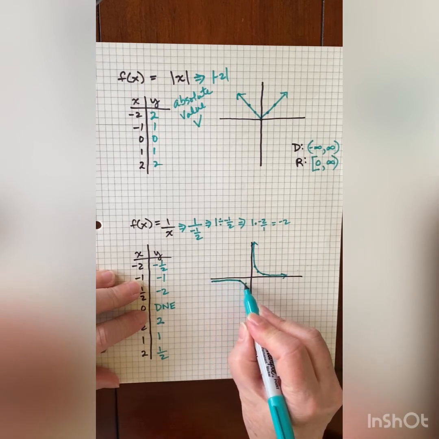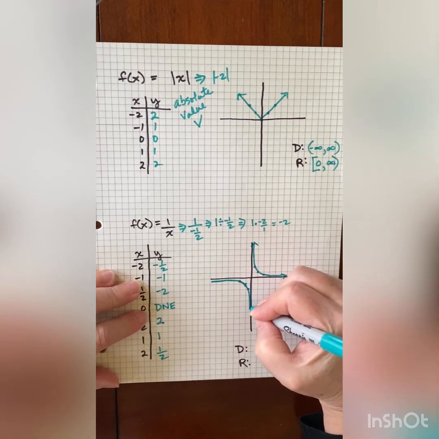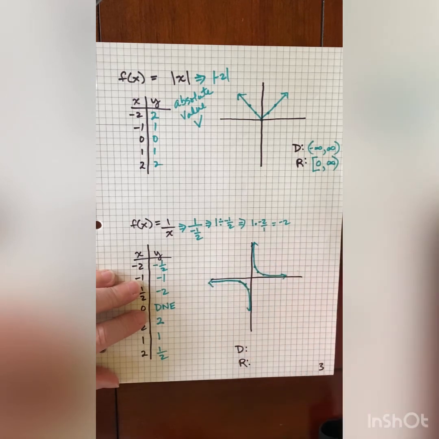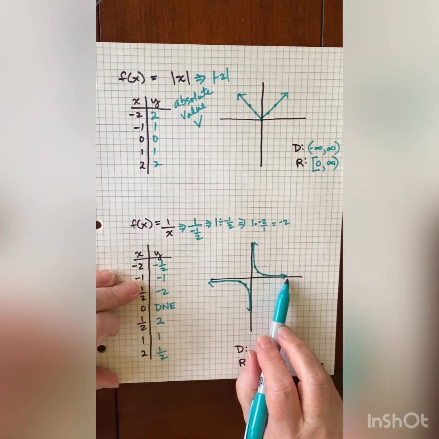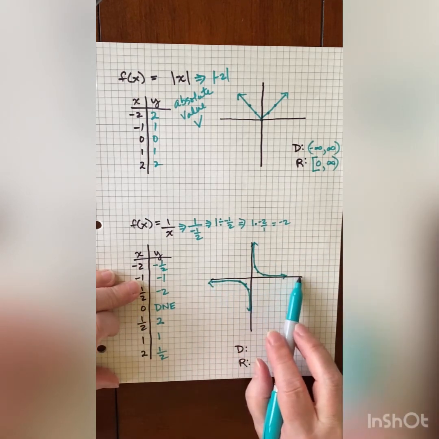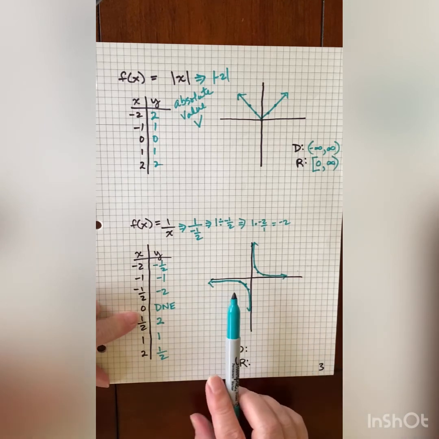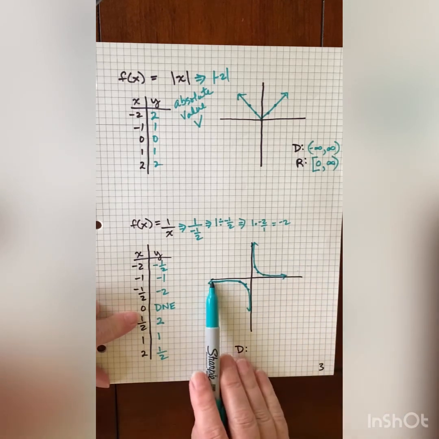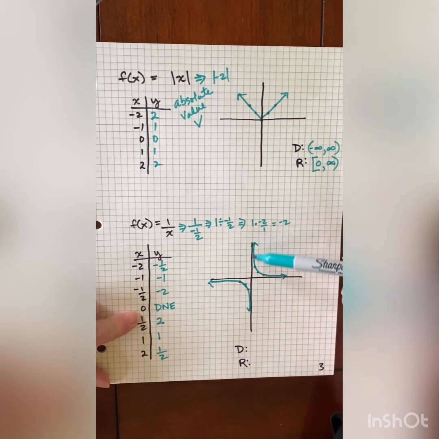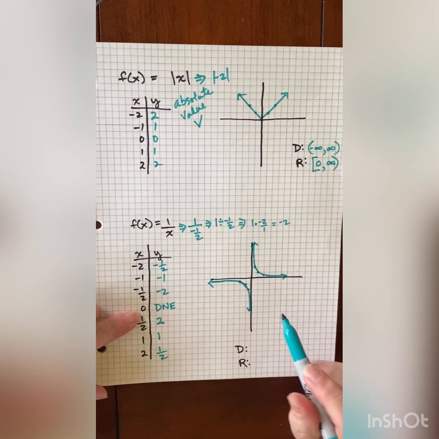And it looks like this. Notice it gets super, super close to the x-axis and the y-axis right there, but doesn't actually cross it. What we have going on here are some asymptotes. This is a horizontal asymptote, and this is a vertical asymptote. All right, and you'll learn all about that in Math 111.